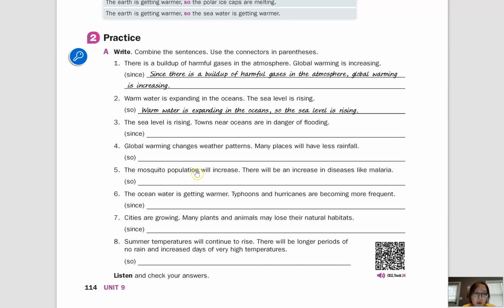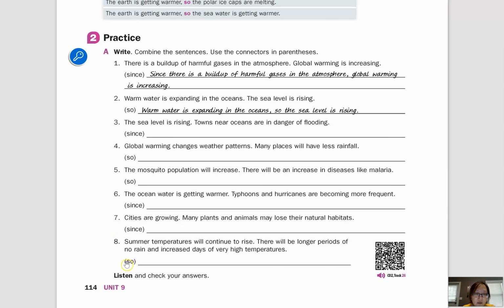Since the mosquito population will increase, there will be an increase in diseases like malaria, or there will be an increase in diseases like malaria since the mosquito population will increase. Number 6, instead of since, we will use so. The ocean water is getting warmer, so typhoons and hurricanes are becoming more frequent. Okay, and then let's skip to number 8.